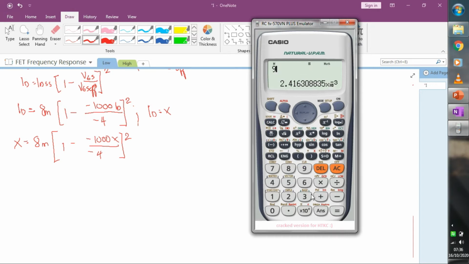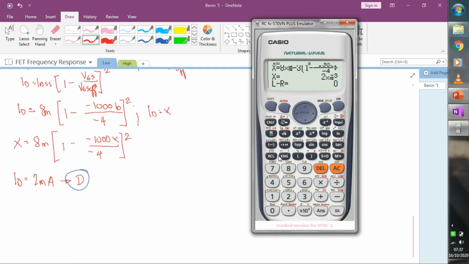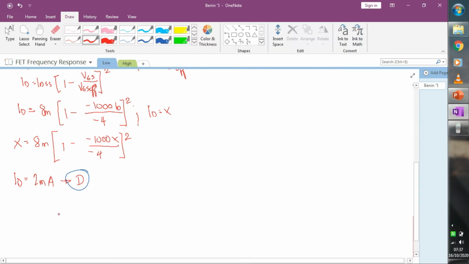Calc, I set the value of x first to positive 9. And we get 8 milliamperes. Okay? Shift calc, I set the other value. And what we get this time is 2 milliamperes. By the rule, you should choose the value which is the lowest. So from here, ID is equal to 2 milliamperes. And I store it in D. Okay, when you store in the calculator, write it in the solution so you don't get confused.